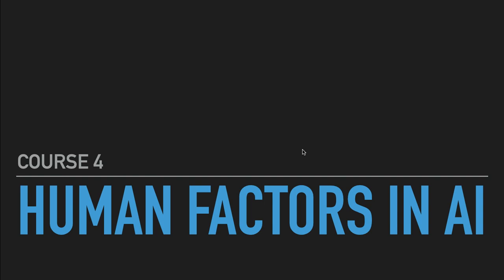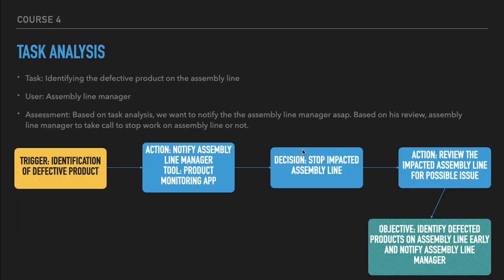This is related to Course 4 of AI Project Management from Purdue University. Course 4 talks about the human factors in AI, and in this video we'll discuss the factors that impact the development of AI.